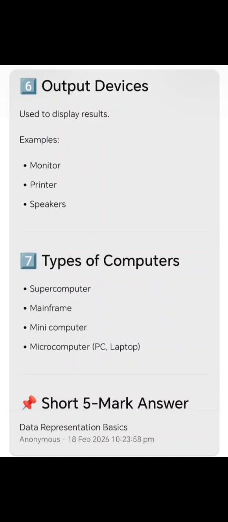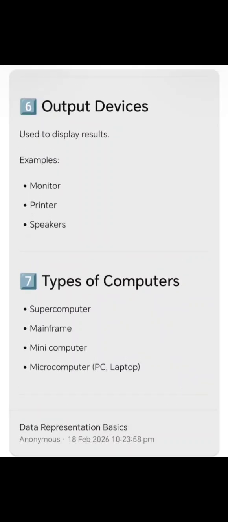And another one is types of computers. Here you can see supercomputer, mainframe, minicomputer. In microcomputer, we now use PC and laptop, and tablet is also a microcomputer. And you know the generations of computers: first generation, second generation, third generation, fourth and fifth. Right now we are using the sixth generation of computers, so almost six generations have been crossed.